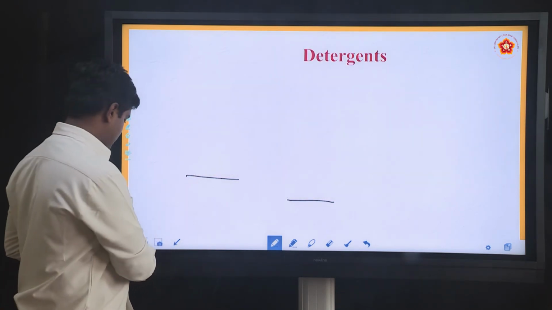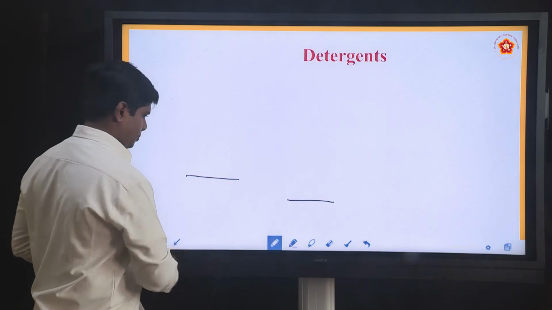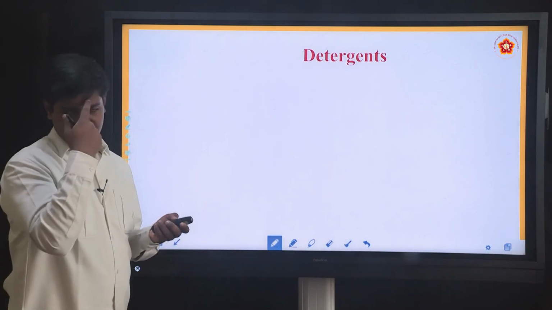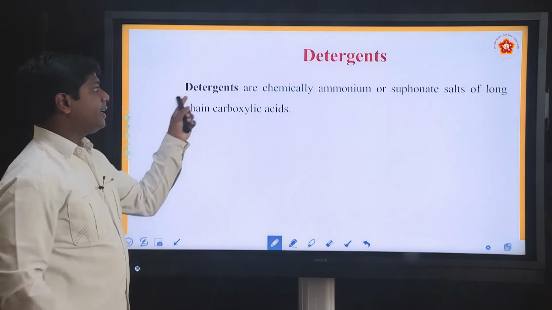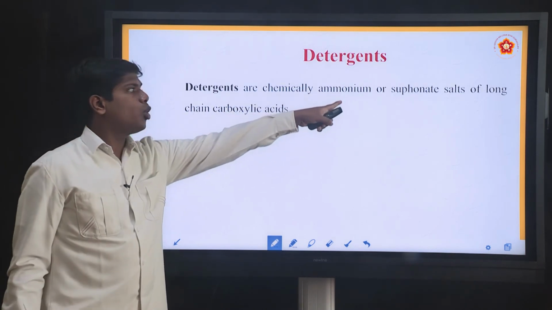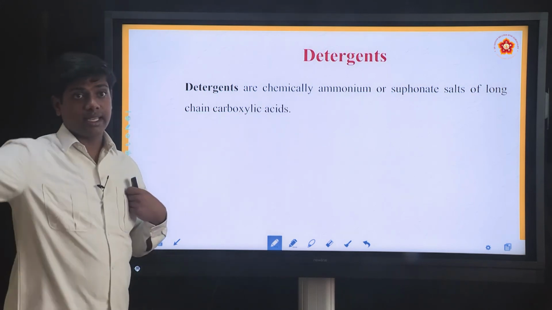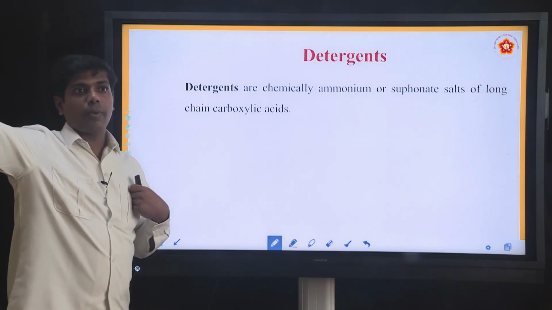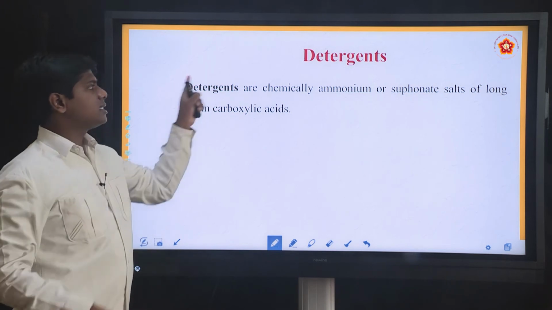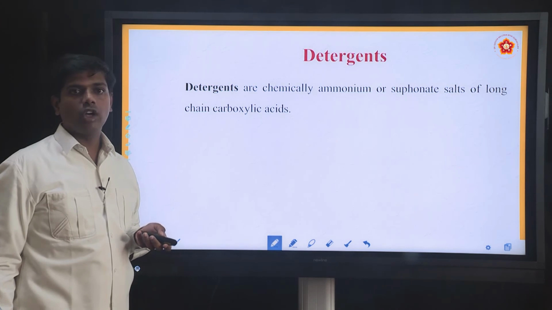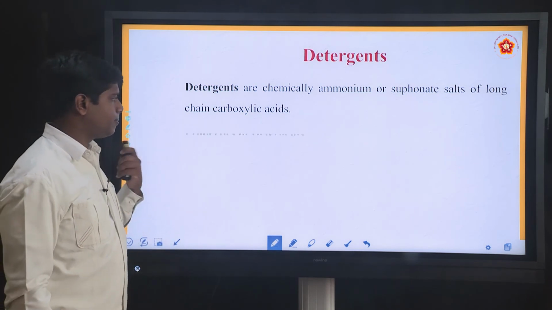Next, detergents. What are detergents? Simple definition. Detergents are chemically ammonium or sulfonate salts of long chain carboxylic acids. For soaps they are sodium or potassium salts. For detergents they are chemically ammonium or sulfonate salts of long chain carboxylic acids.